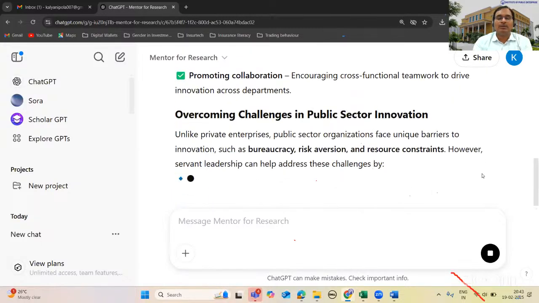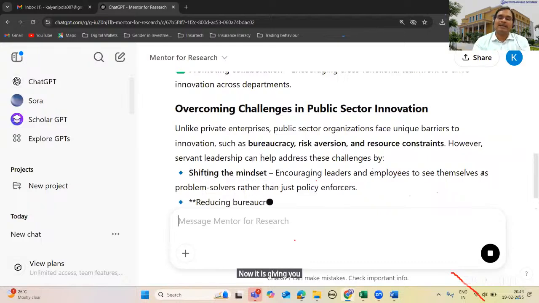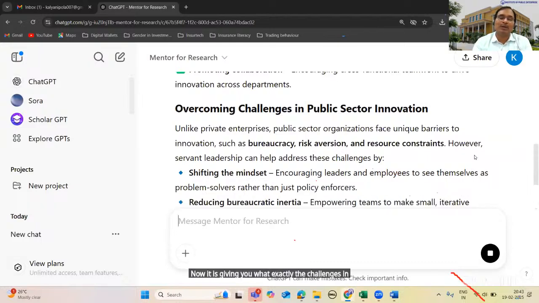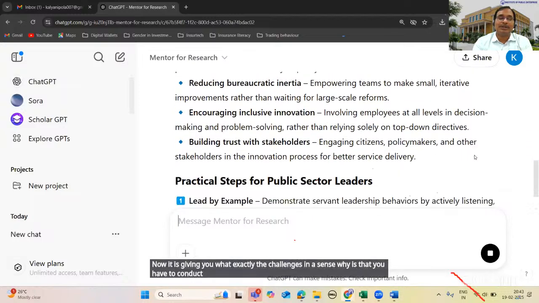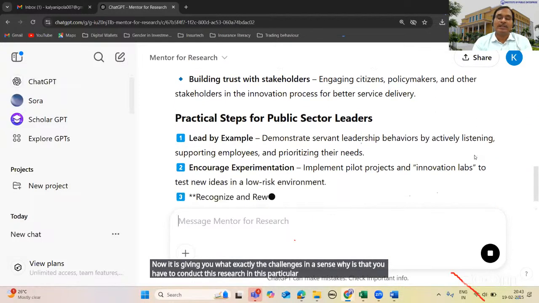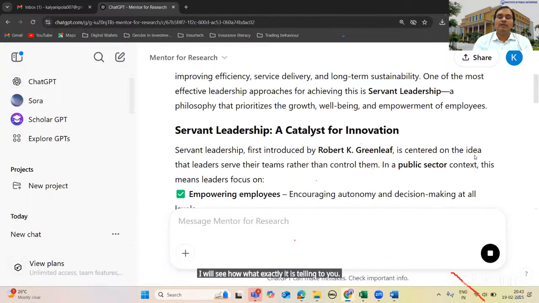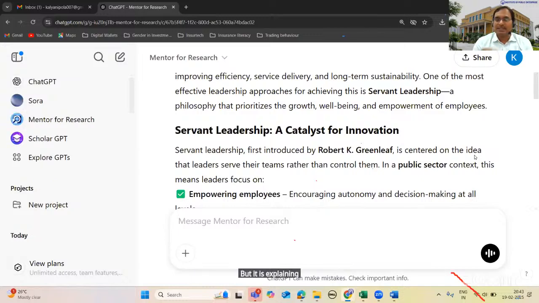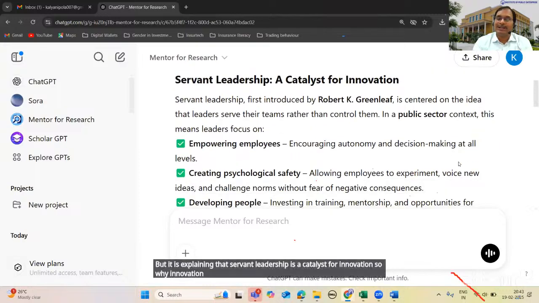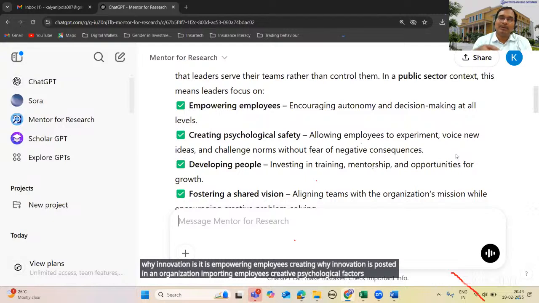Now it is giving you the challenges, in a sense, why you have to conduct this research in this particular organizational setup. It is explaining that servant leadership is a catalyst for innovation. Why innovation is fostered in an organization: empowering employees, creating psychological factors, developing people. So these should be your explanatory variables, or you can say independent variables.